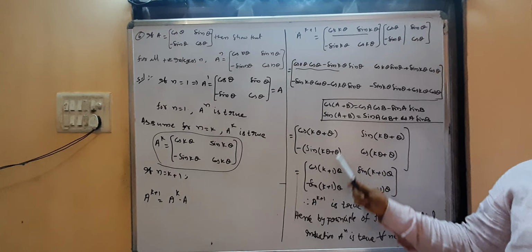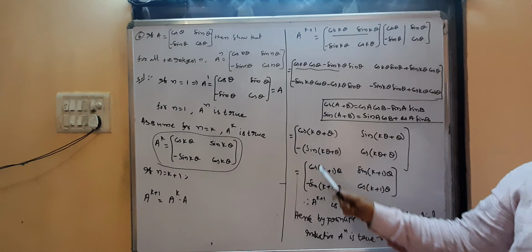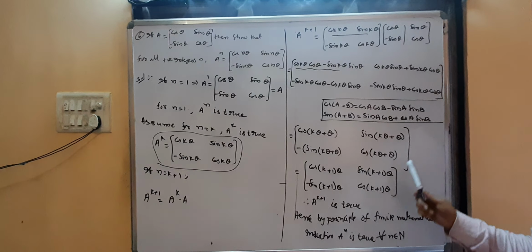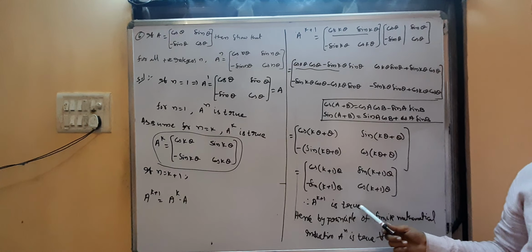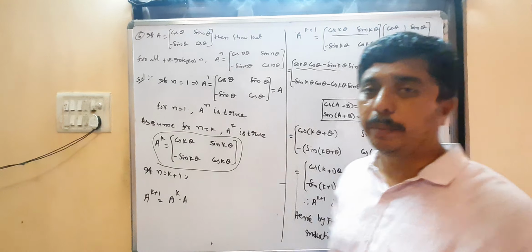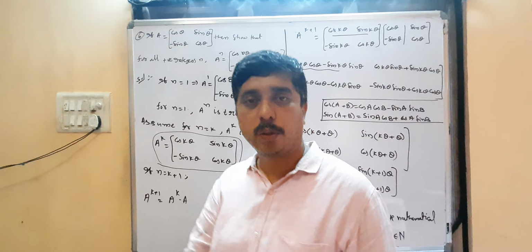In the angle, theta is common, we get cos of k plus 1 in theta, sin of k plus 1 in theta, minus sin of k plus 1 in theta, cos of k plus 1 in theta. Therefore, a power k plus 1 is true. Hence, by the principle of finite mathematical induction, a power n is true for every small n belonging to capital N. Copy it.